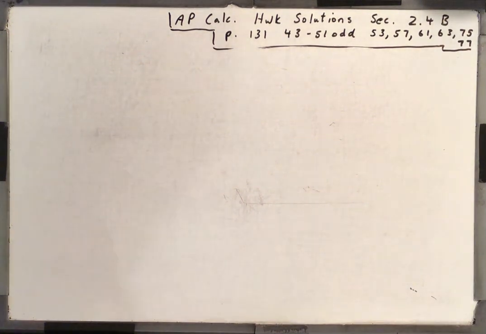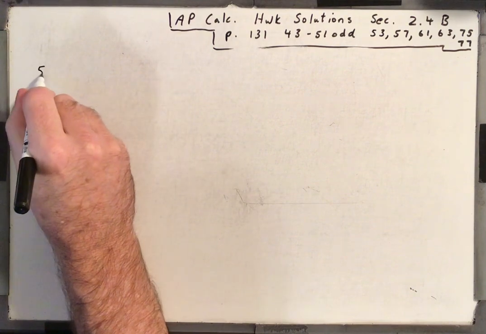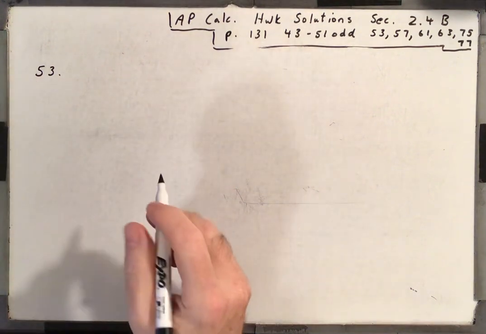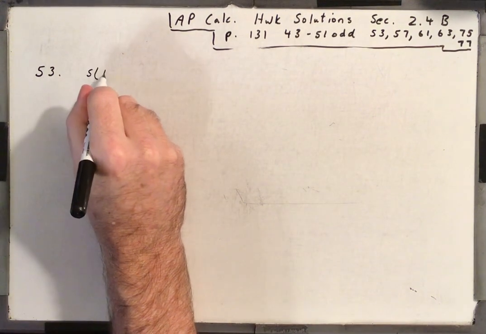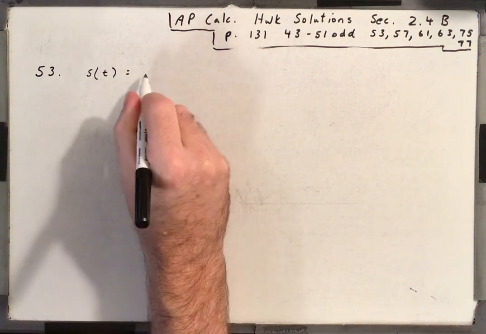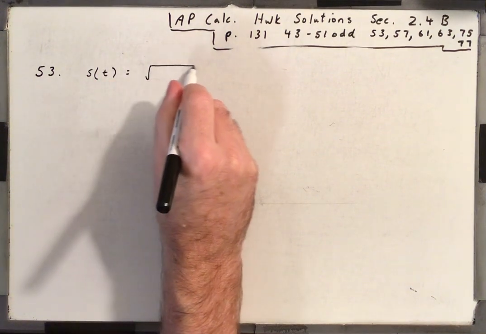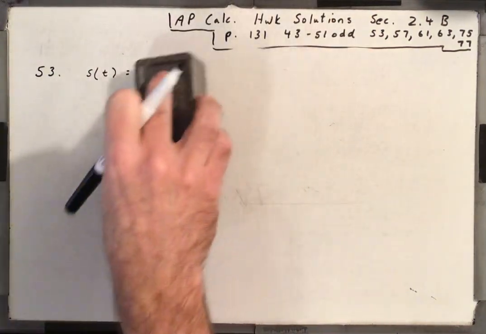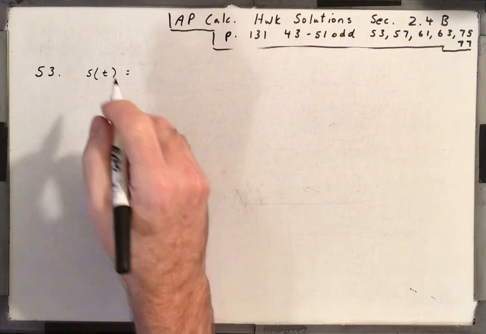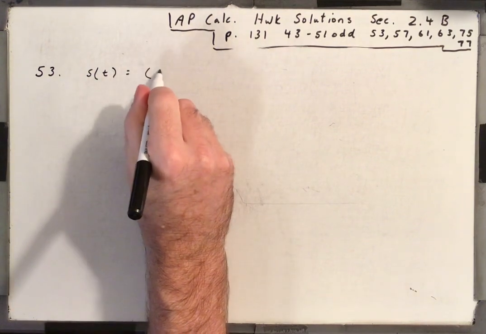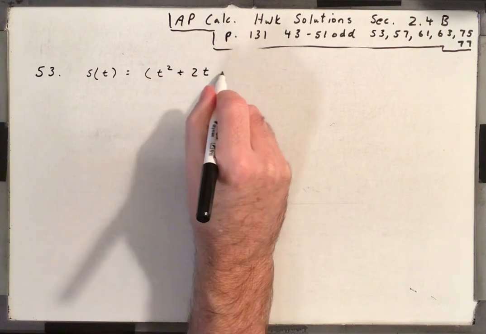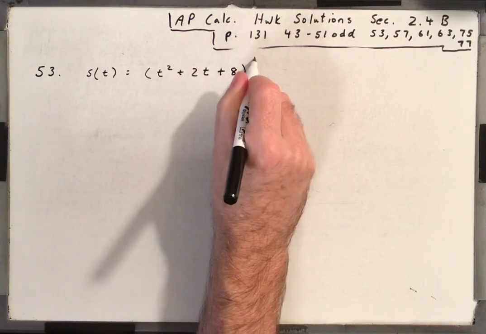Okay, let's look at 53. The instructions on 53, we want to evaluate the derivative. We have s of t equal to the square root. In fact, I think it's the square root. Let's go ahead and write it to the 1/2 power. So we have t squared plus 2t plus 8 to the 1/2 power.